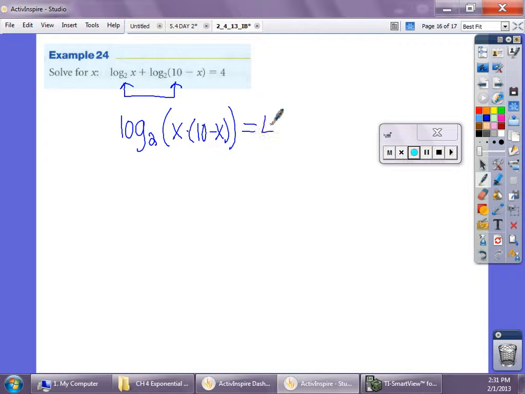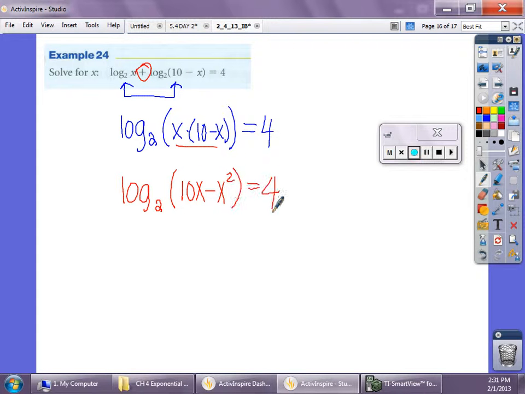Equals 4. So now I've isolated the log. So you're not even allowed to have 2 separate logs. This plus means that we haven't isolated it. You're allowed 1 log isolated by itself with its inside. Okay, so we get log base 2 of 10x minus x squared equals 4.